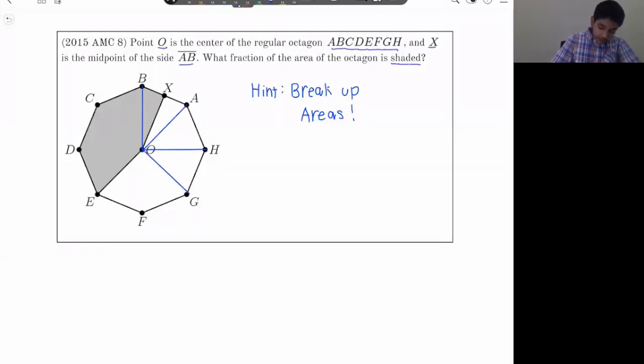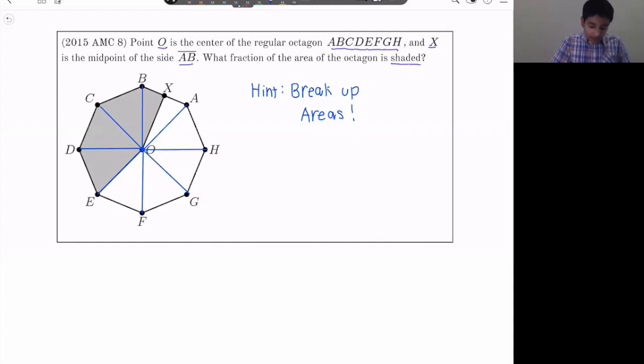So I'm breaking up into the areas now. Okay, so here's how you solve this problem. It looks like some of you got it, so good job to all who got it. And now I'll explain the solution to this problem.